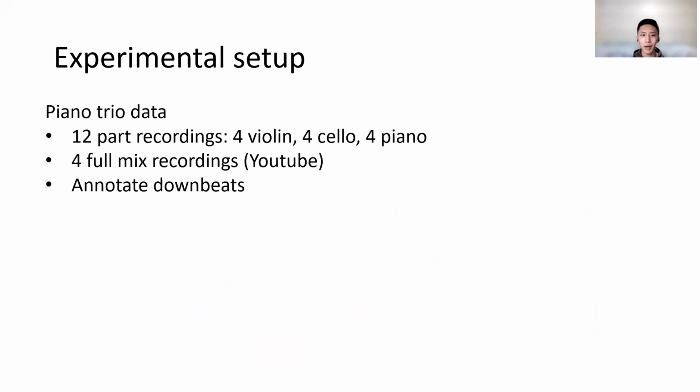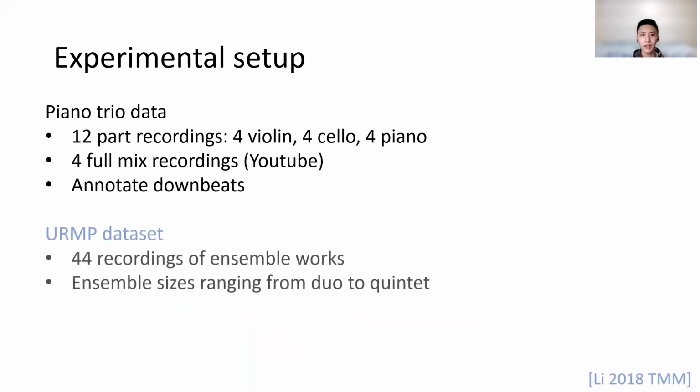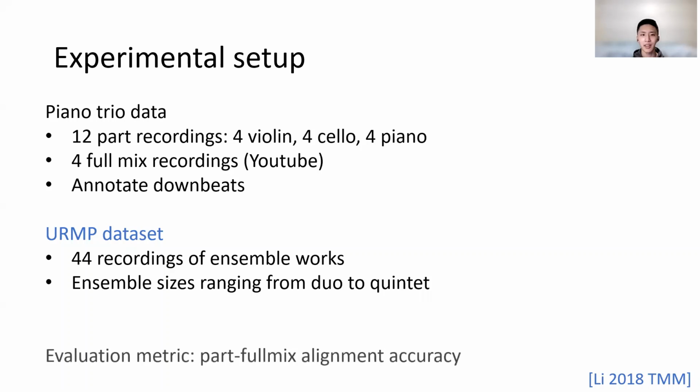We collected 12 part recordings and 4 full mix recordings of a single movement from a piano trio. We also constructed a benchmark using the URMP dataset, which contains recordings of 44 different pieces ranging from duos to quintets. Note the URMP dataset is collected under carefully controlled conditions, while the piano trio data is more realistic for our intended application. For both datasets, we evaluated the part full mix alignment accuracy.